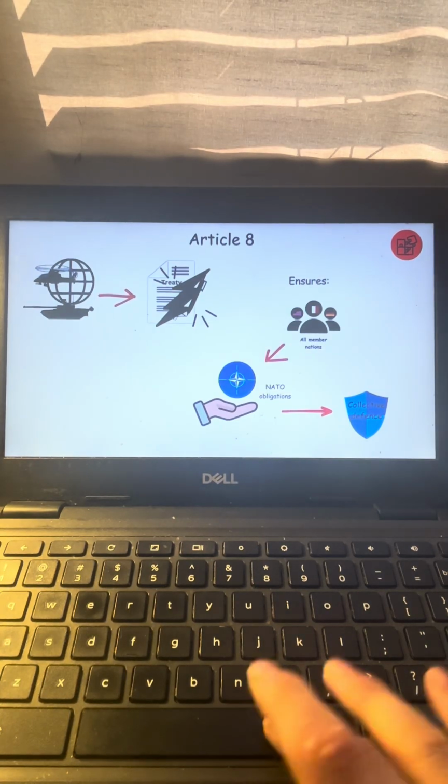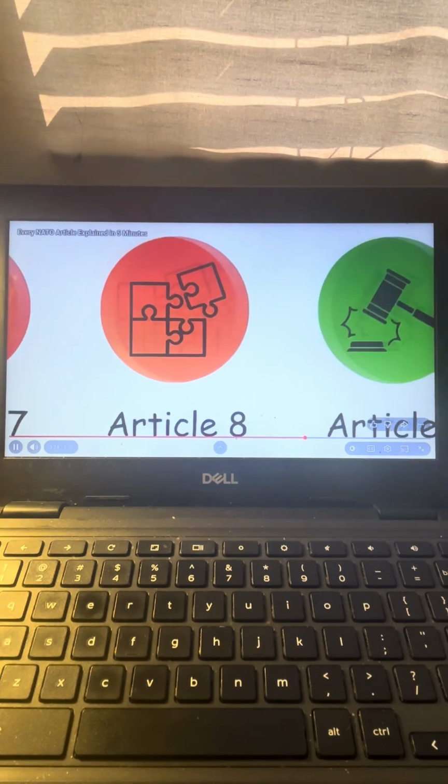Okay, let's move on. Responsibilities. Article 9 sets up the establishment of the North Atlantic Council and other subsidiary bodies, which are essential for the governance of the alliance. It allows for the creation.